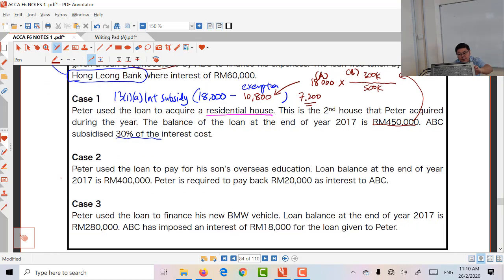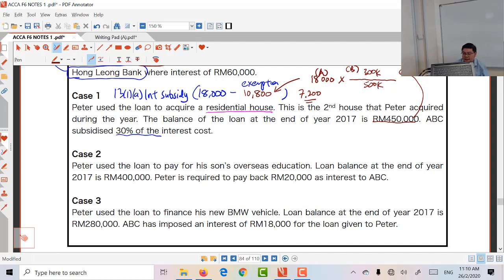Now I would like you to try case 2 and case 3. Just a quick one. Just work out how much is the figure that you're going to assess.